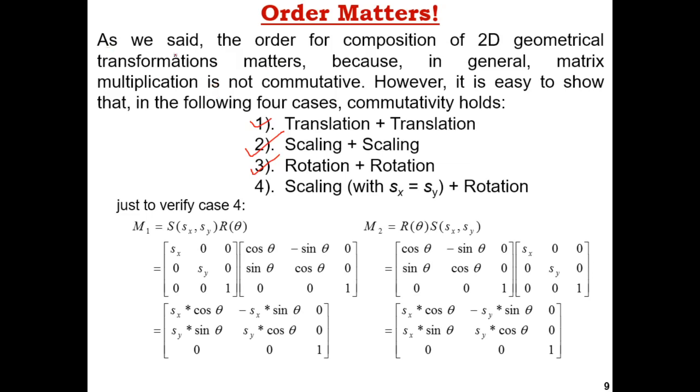So as we said, the order of the composition of 2D geometrical transformations matters, meaning order is important. We have seen that the order is important, but if the same kind of operation is applied continuously, they generate the same result. So order is important. In general, some information is given here.